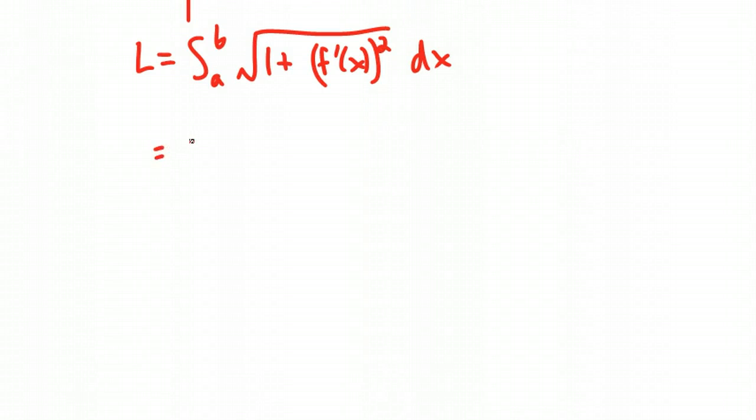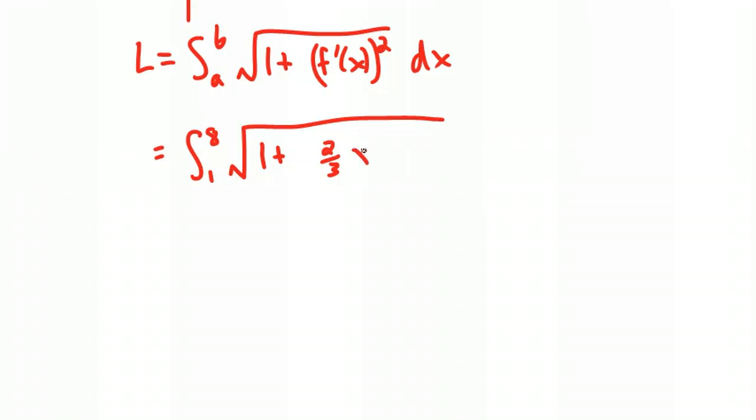We have the integral from 1 to 8, because we're going between x equals 1 and x equals 8, of the square root of 1 plus, well, the derivative of x to the 2/3 power would be 2/3 x to the minus 1/3, and we still square it. Why minus 1/3? Well, if you take 2/3 and subtract 1, that would be 2/3 minus 3/3.